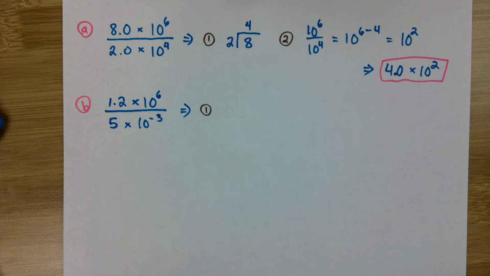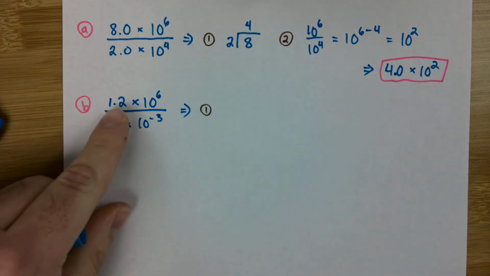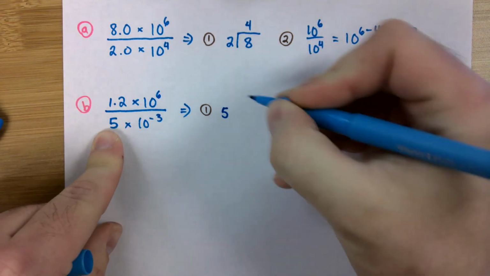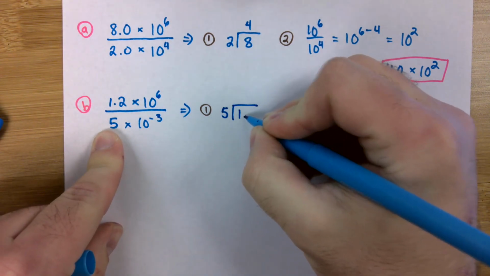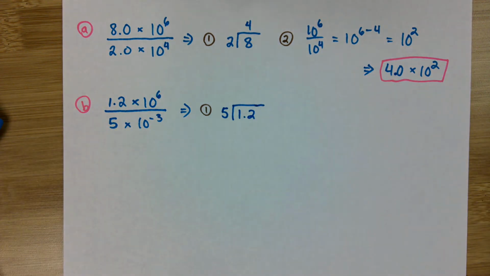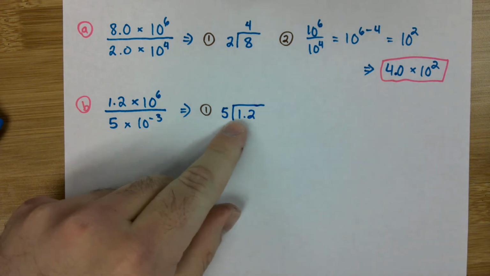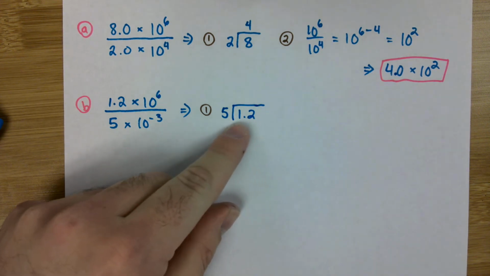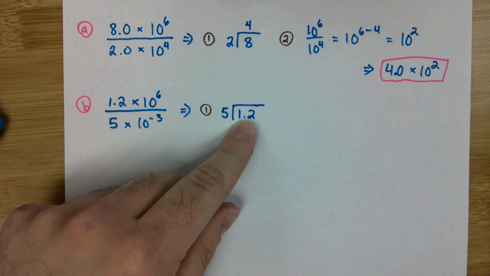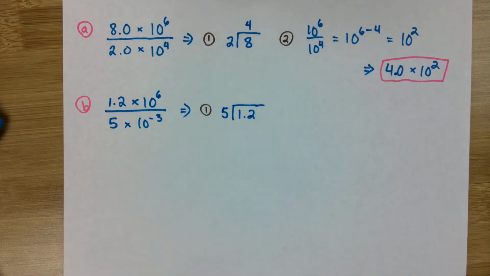So step 1, we have to divide our leading numbers, right? We've got 1.2 over 5, so we can write that as 5 on the outside of our little division bracket, 1.2 on the inside, right? When we have a decimal underneath our division sign like this, what do we have to do? Because I know that looks weird, right? Does anyone remember what we have to do?